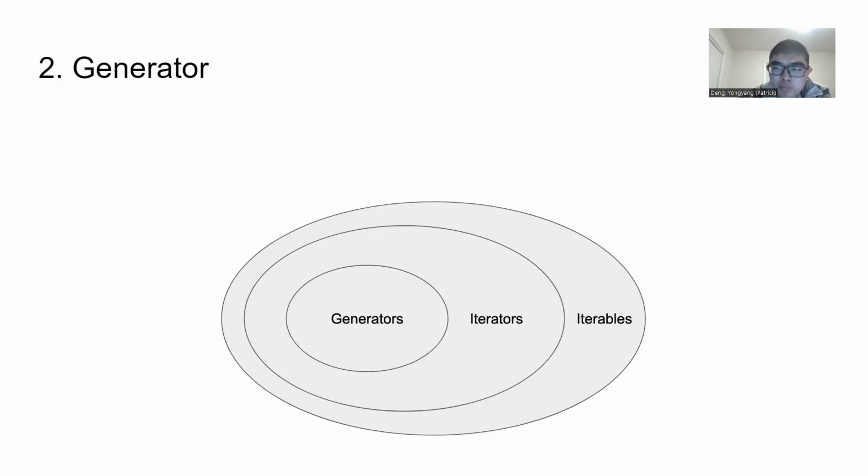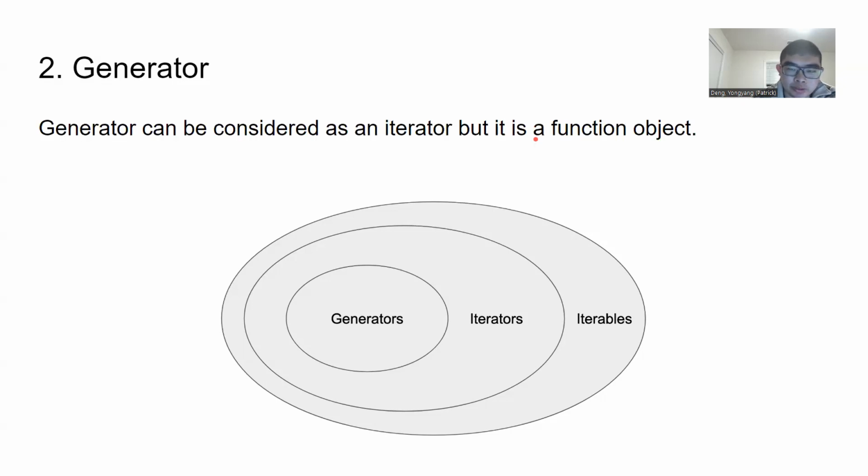A generator usually comes as a function, but it works as an iterator. It can be accessed with the next function. Usually a generator is a function, and you put the function into next, so it still works as a normal iterator. But remember, a generator is a kind of iterator, which is very important for our next step. A generator can be considered an iterator, but it's a function object.